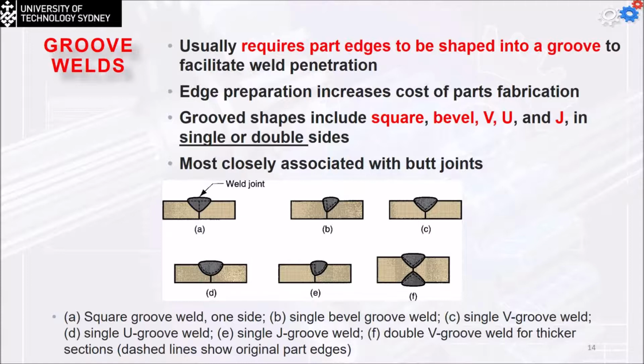So the types of the groove welds require the part edge to be shaped into the groove. We can have it as a square groove weld. We can have it as a single bevel groove weld. We can have it as a single V groove shape. We can have it as a U shape, and we can have it as a single J shape, and we can have it as a double V shape.